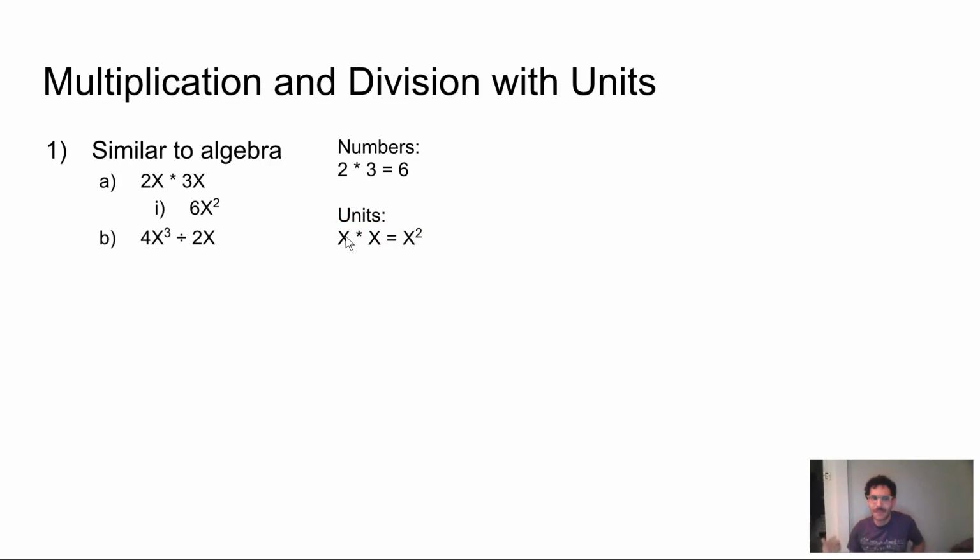Cool. Let's look at another example. If I've got 4x cubed divided by 2x, why don't you pause the video and see if you can solve that one? Well, the answer I came up with was 2x squared. Again, I just looked at the numbers and I was like, 4 divided by 2, that's 2, no problem. Then I looked at the units and I was like, all right, I've got x cubed divided by x. That should give me x squared.